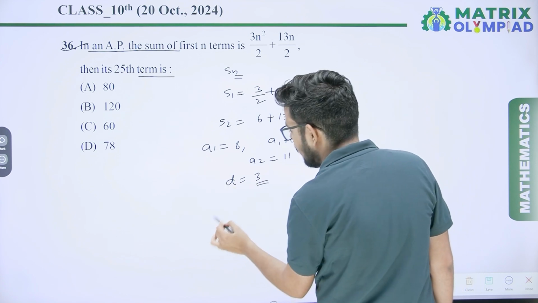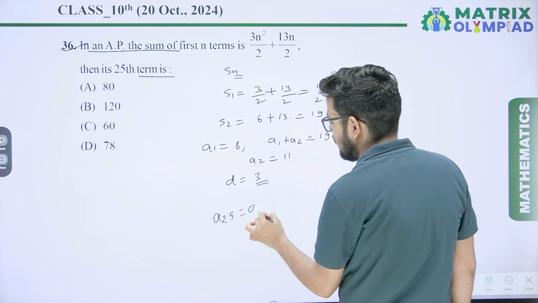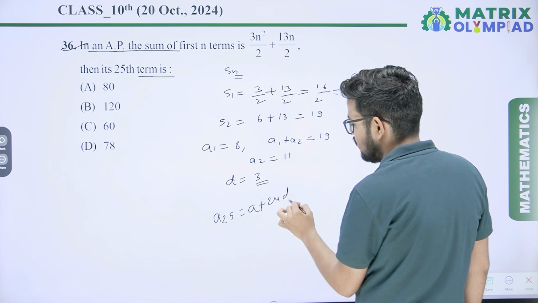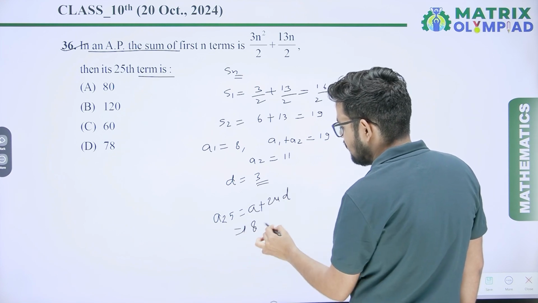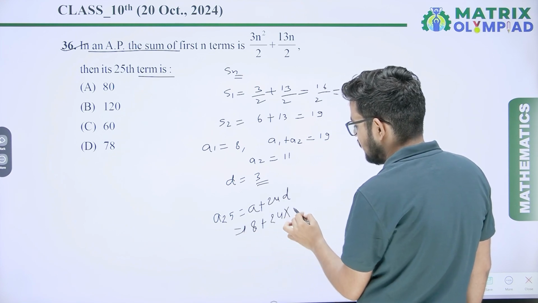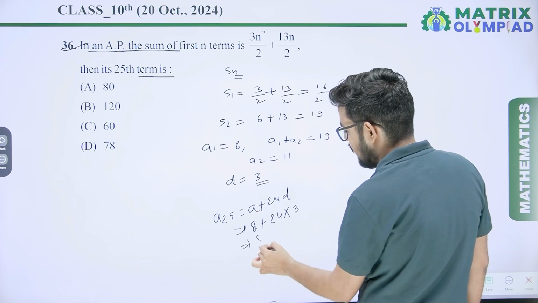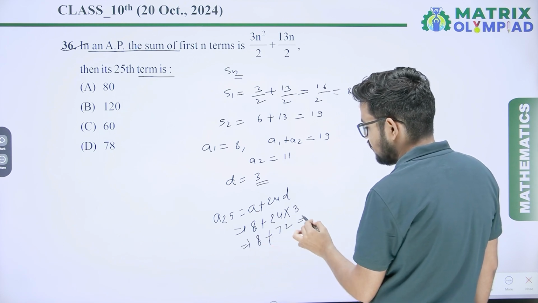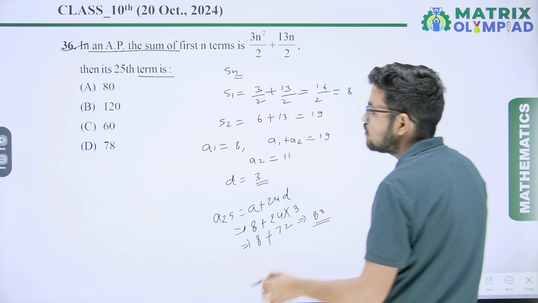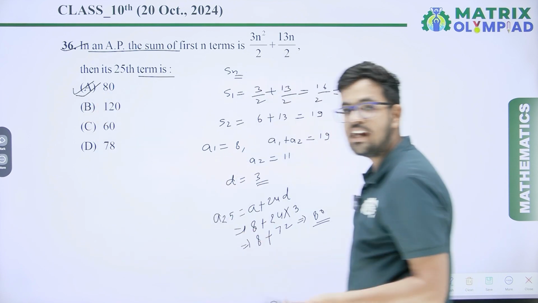It is asking the 25th term, A25 equals A plus 24D. The value of A is 8 plus 24 into D, 3. So 8 plus 72, 72 plus 8 equals 80. So our correct answer is option A, 80.